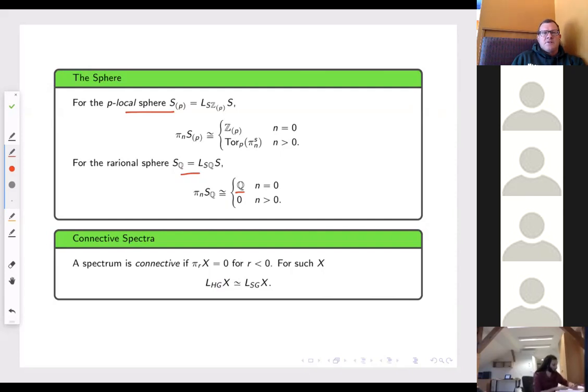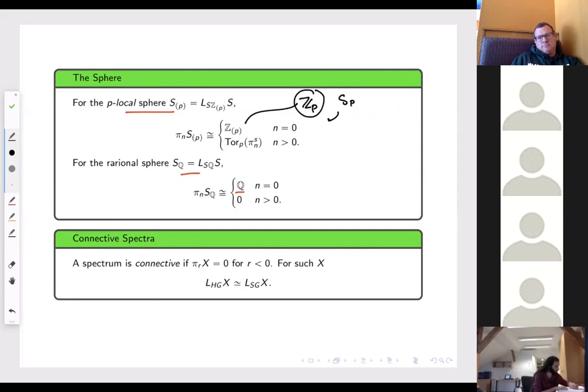Yes, Dan. What about the P completion of the sphere? Yeah, so I didn't put it in, but you put a Z_P here, a copy of the p-adic integers. It's the same story as for S_P, except you need a copy of the p-adic integers, because the homotopy groups of spheres are finitely generated.